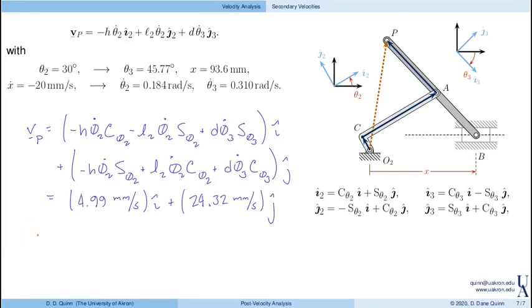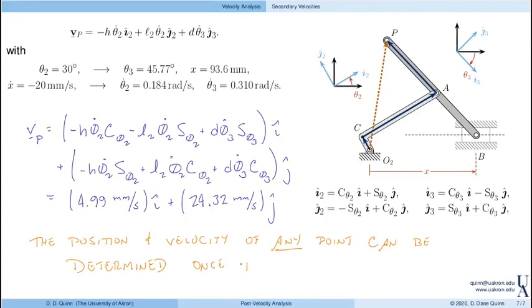Using our configuration and velocity analysis, we see that the position and velocity of any point can be determined. But we can only do this once the position and velocity analysis are complete.